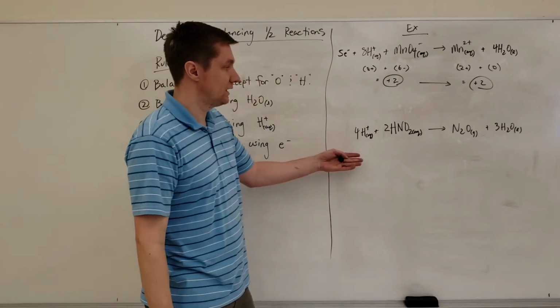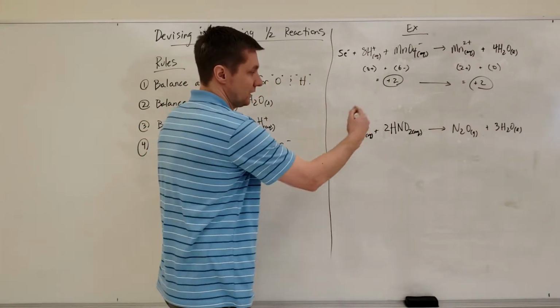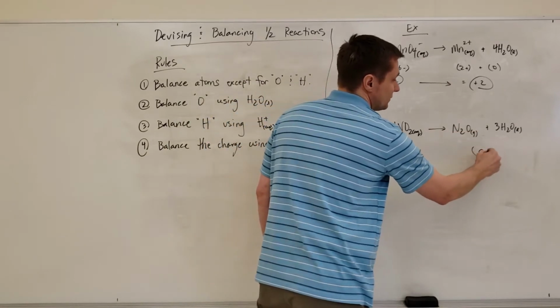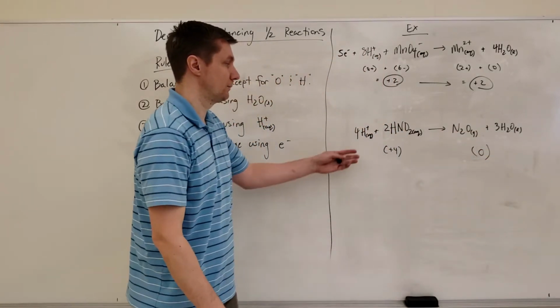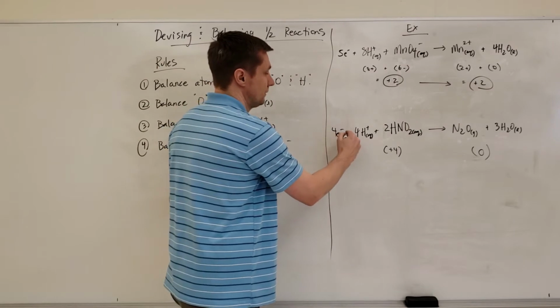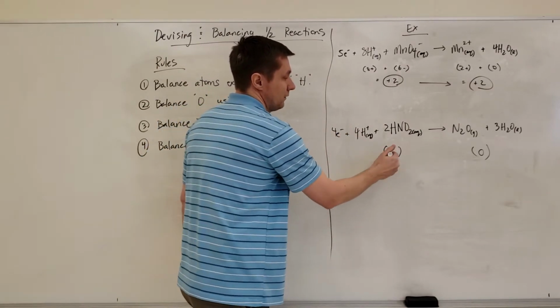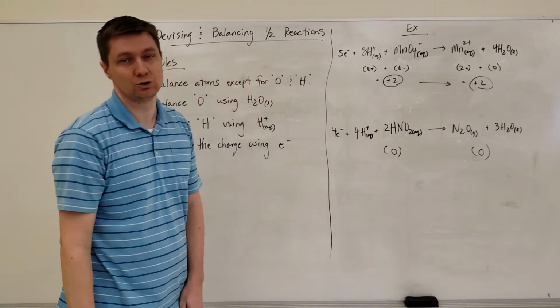And then finally, tally up the charges again. On this side, I have a total of +4. On this side, I have a total of 0. And so I'm going to add 4 electrons to this side to balance this out, so that both sides have the same charge.